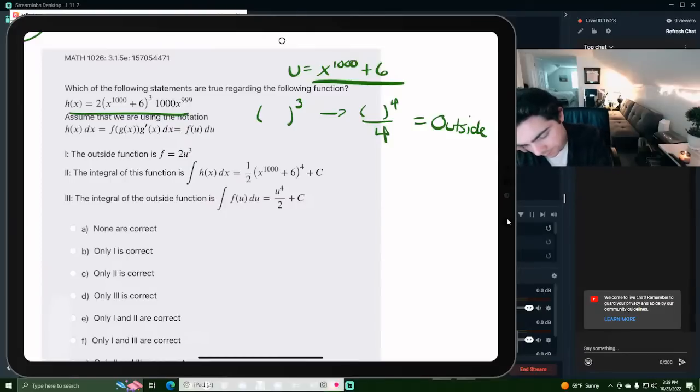Let's go through our options here. They say the outside function is 2u to the third. Now, this is false because we said our outside function was something like this with the 4 exponent and the 4 denominator.